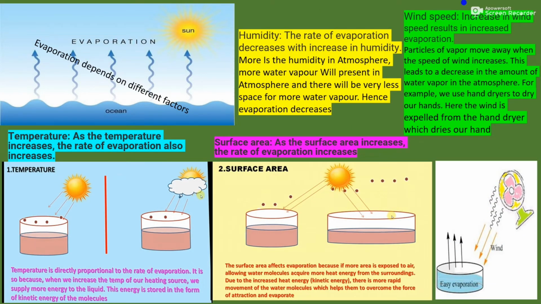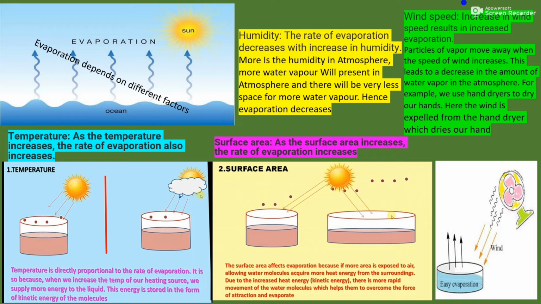Temperature: as the temperature increases, the rate of evaporation also increases. Temperature is directly proportional to the rate of evaporation. It is so because when we increase the temperature of our heating source, we supply more energy to the liquid. This energy is stored in the form of kinetic energy of the molecules. Then humidity: the rate of evaporation decreases with increase in humidity. Humidity means presence of water molecules in the air. The more the humidity in the atmosphere, the more water vapor is present, and there will be very little space for more water vapor. Hence evaporation decreases.